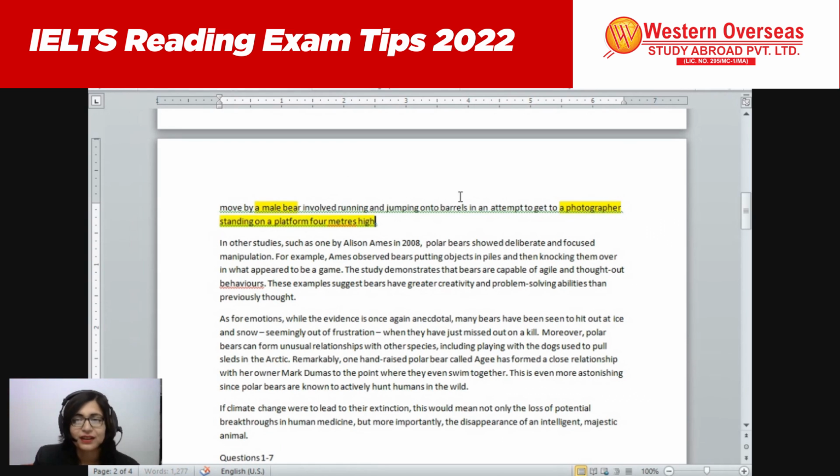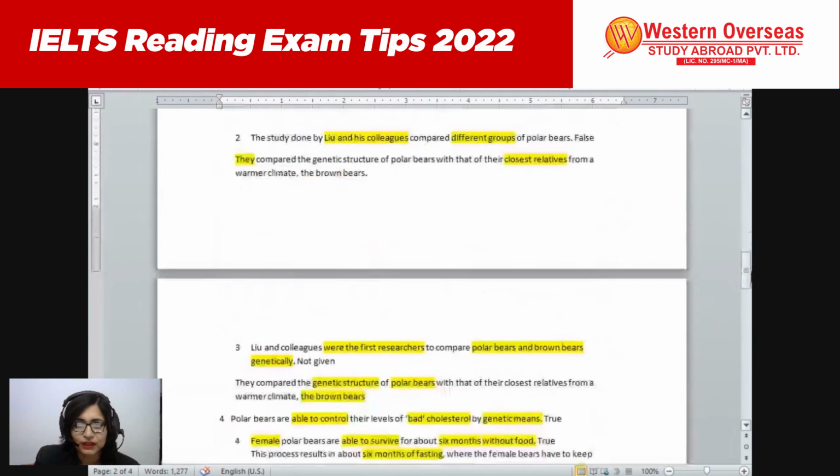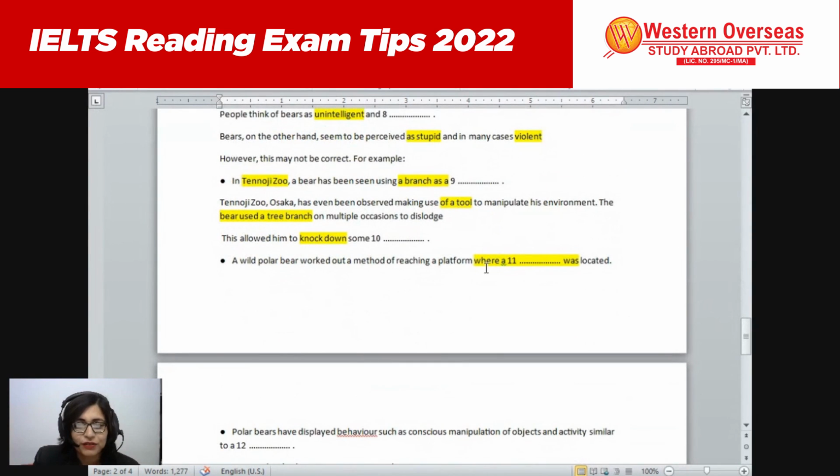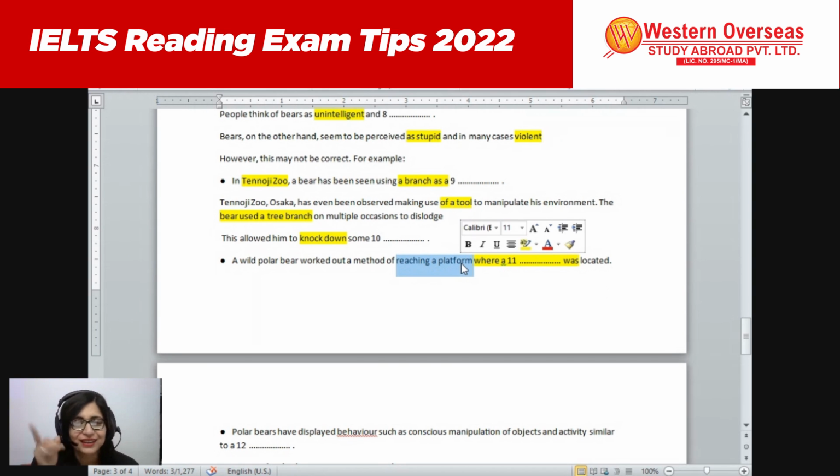Where is a photographer standing on a platform? A photographer standing on a platform where a dash was located. A means a photographer was located. Where was he located? He was located at a platform. So the preposition and the article are helping me and telling me the correct answer.